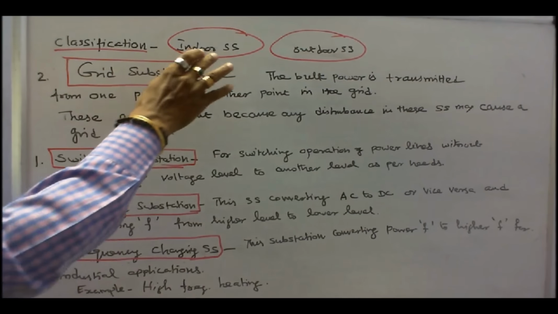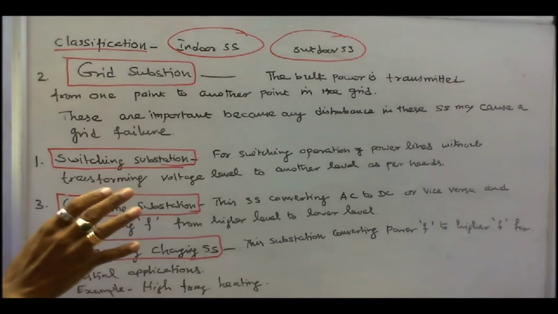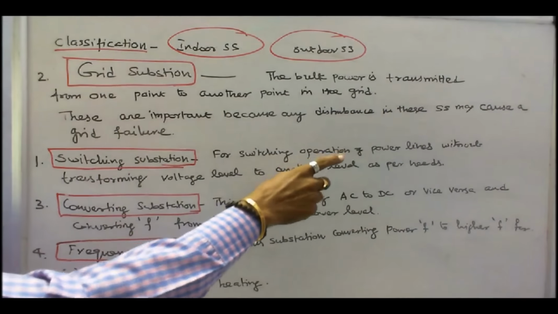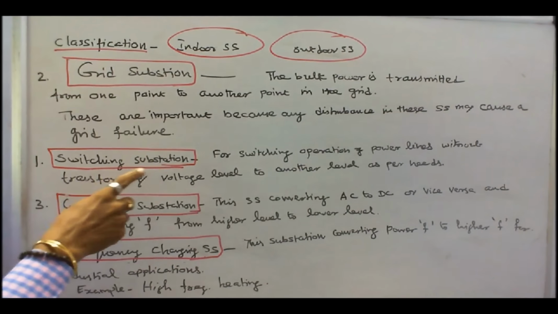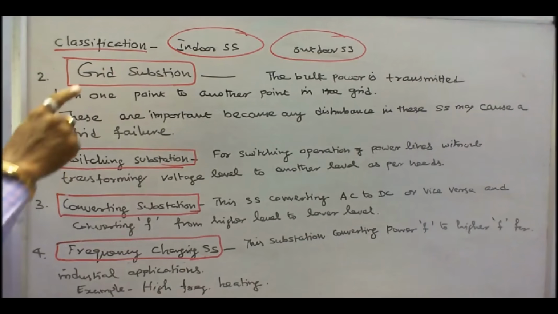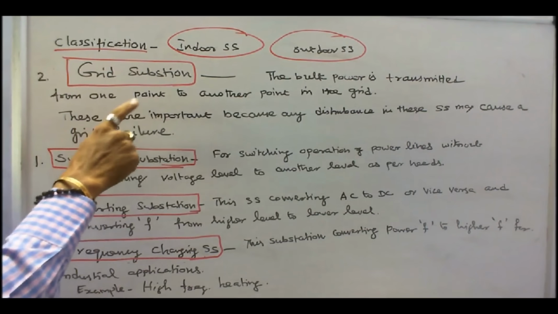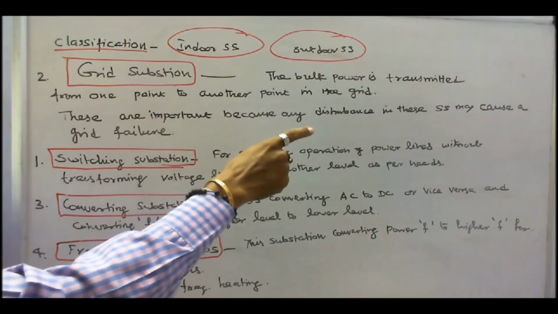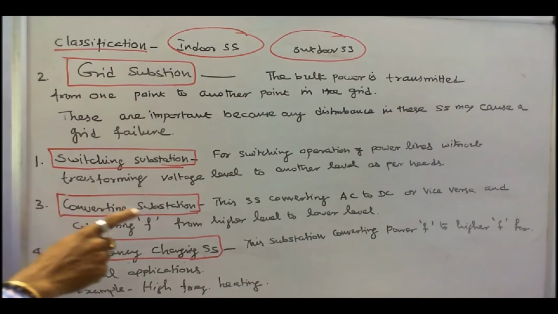Substations are generally classified as indoor substation and outdoor substation. There are 9 types of substations. Number 1, switching substation. For switching operation of power lines without transforming the voltage level from one level to another as per need is called a switching substation. Number 2, grid substation. Here the bulk power transmitted from one point to another point in the grid is called a grid substation. This is a very important substation because any disturbance in the substation may cause a grid failure.